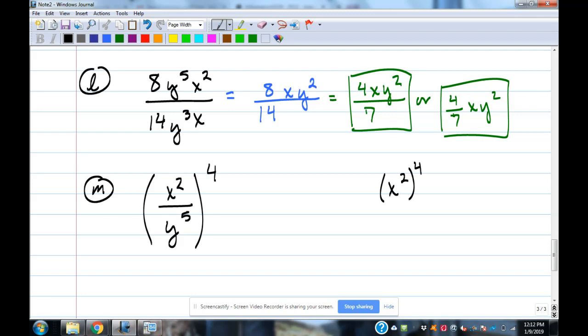Multiply. So that would end up being x to the 8th. It's no different here. The only difference is you've got a bottom part too. Everybody that's in parentheses gets this 4. So that's going to be x to the 8th and y to the 20. Everybody gets that exponent that's on the outside, always. Okay? Everybody gets that.